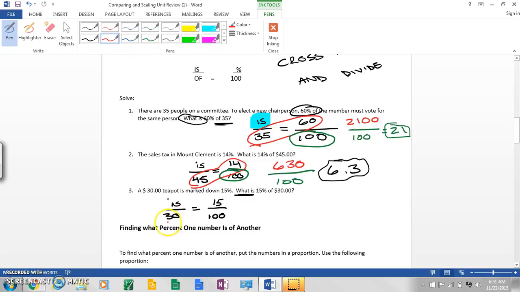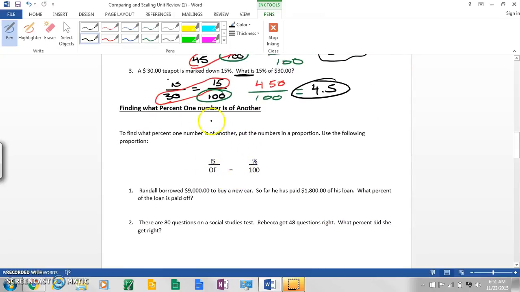Let's cross multiply and divide again. Multiply 30 times 15, gives me 450. I'm going to divide by what's left, 100, and I'm going to get 4.5.